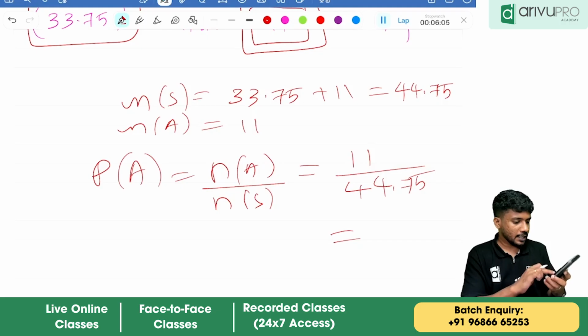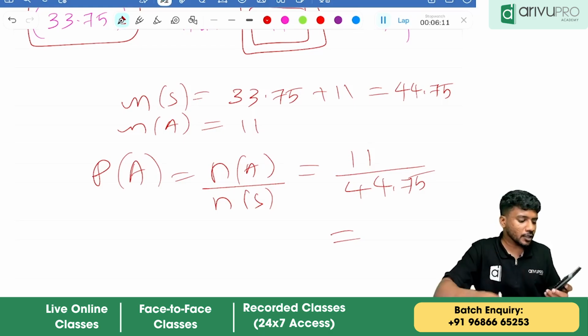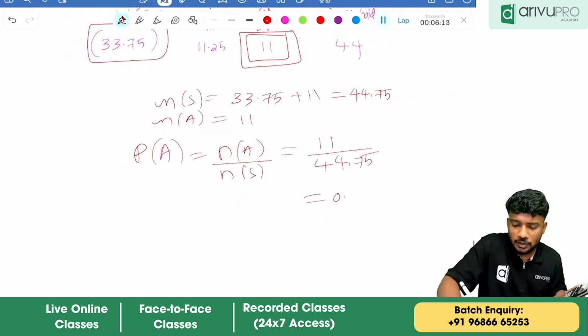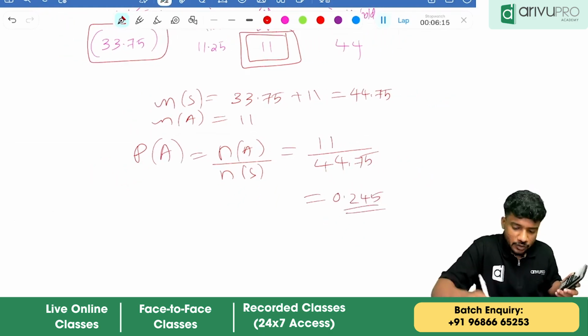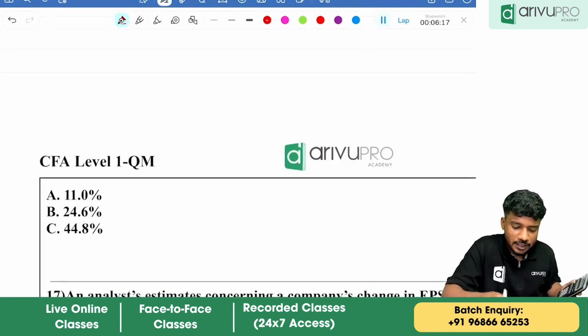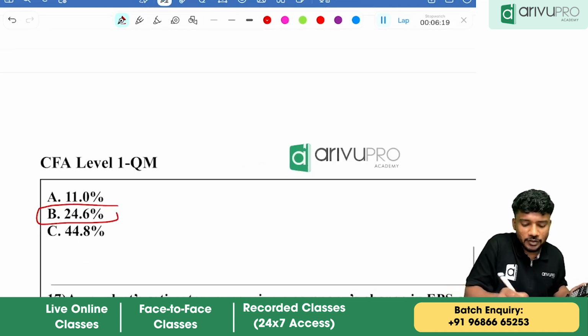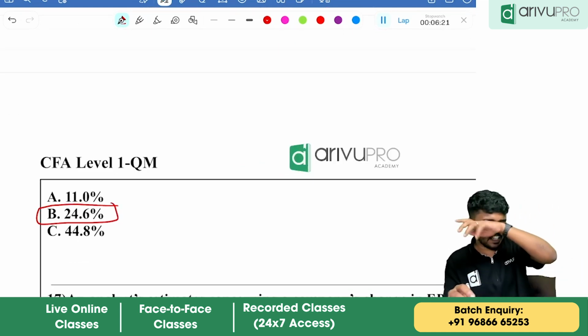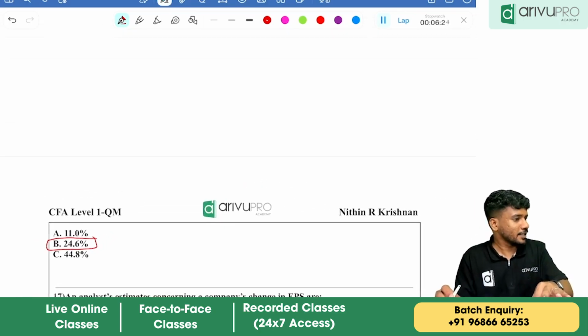The answer is how much? 11 divided by 44.75, which is equal to 0.245. So looking at the options, the nearest answer is 0.246. Option B is your answer. Understood? Yes.